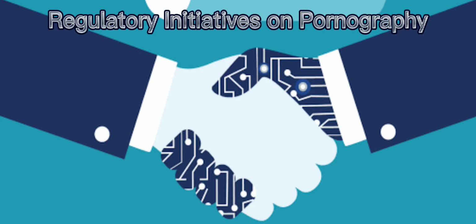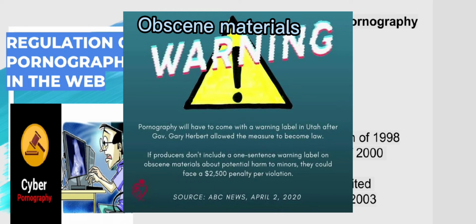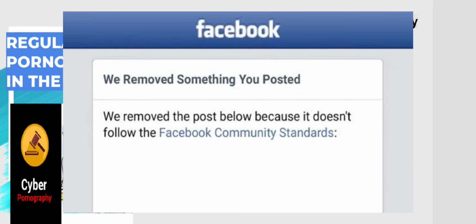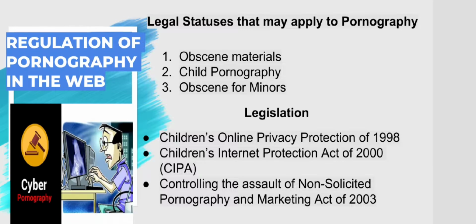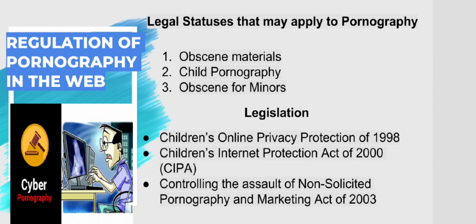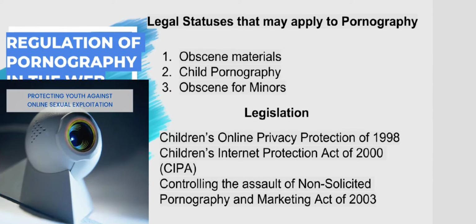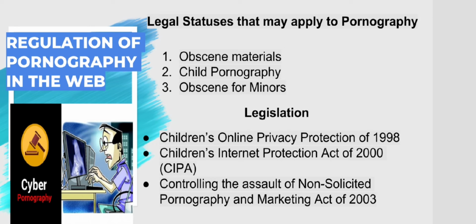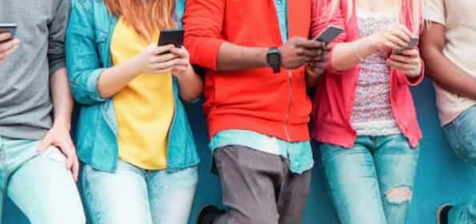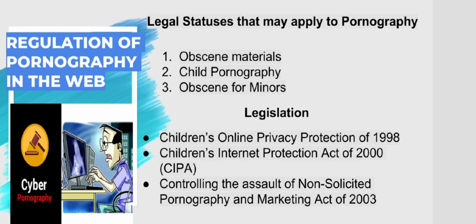There are three major legal statuses that may apply to pornography. First are obscene materials, which are those that violate contemporary community standards and thus may be censored or prohibited, even from adults. Child pornography is the second status, and material in this category is clearly illegal. Child pornography consists of depictions of sexual acts by minors and lewd display of genitals from minors. The third legal status is obscene for minors, meaning adults have the constitutional right to view such erotic material freely, although it may be prohibited for minors.